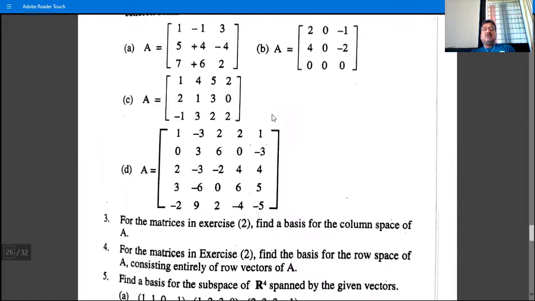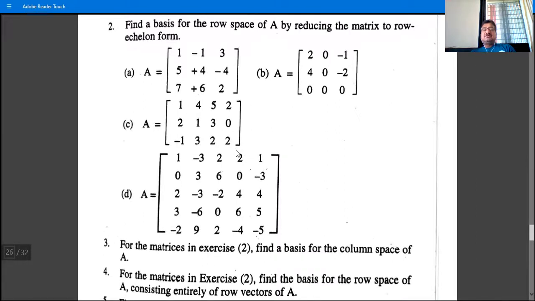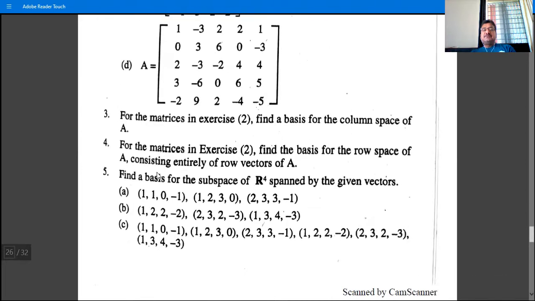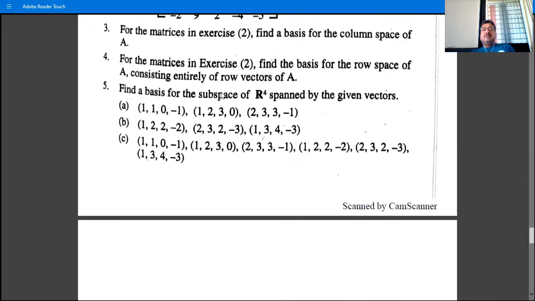Example number 3. These are the matrices. Work out the same problems for column space. Then find basis for row space of A entirely. Example number 4. Find basis for the subspace spanned by the given 3 vectors. That is, write the matrix A with these 3 vectors as its rows, and then find the basis for the row space of that matrix.